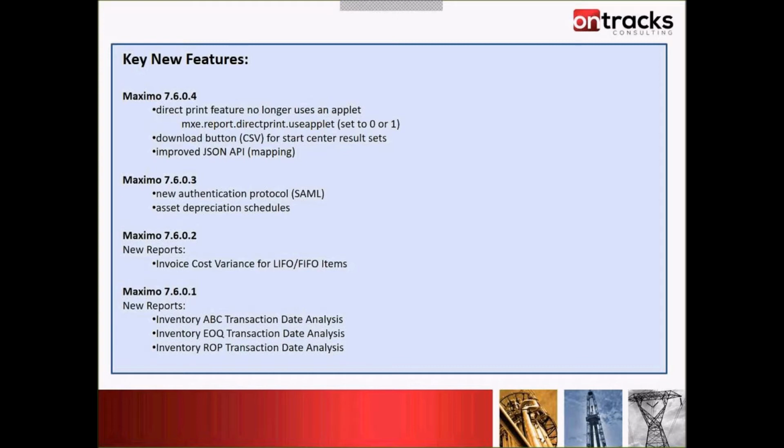7602 and 7601, both of those releases introduced additional reports. So in 7602, there was an invoice cost variance for LIFO and FIFO items. So if your costing structure is last in, first out, it's going to be able to handle that situation. First in, first out is FIFO, so it'll also be able to handle that situation.